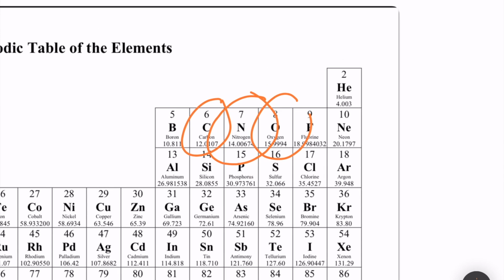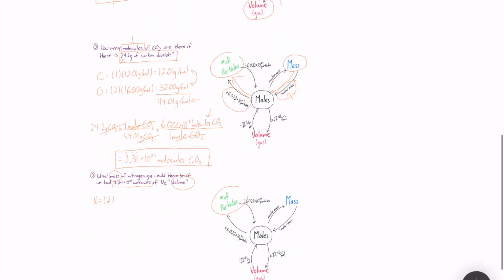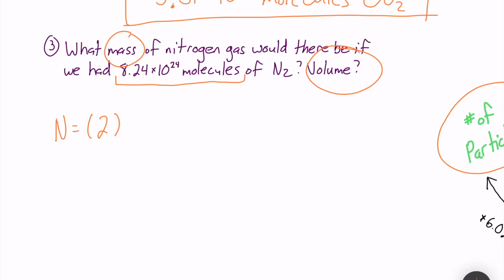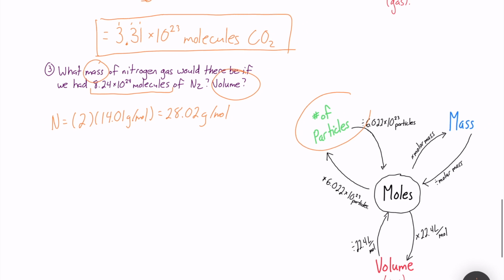So we have 14.01 grams per mole for nitrogen. So let's zoom back to our question here. So we have 14.01 grams per mole. And if we multiply 14.01 grams per mole by 2, we should get 28.02 grams per mole. And that's the only element that we're working with here. So that was pretty simple.